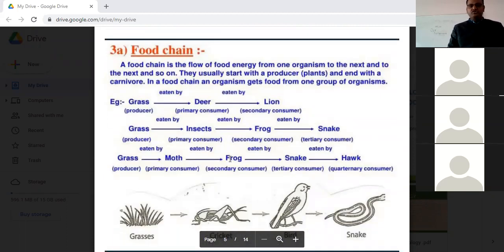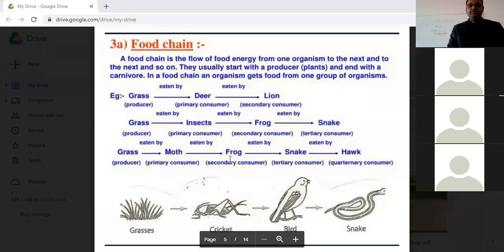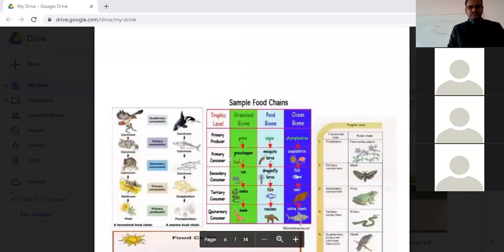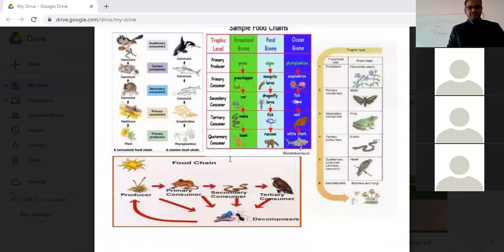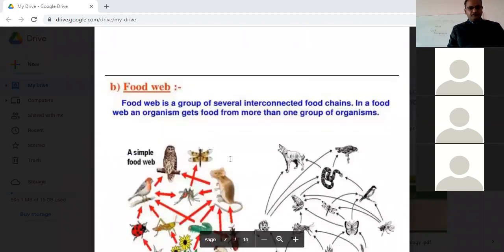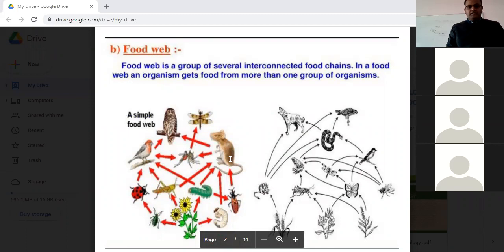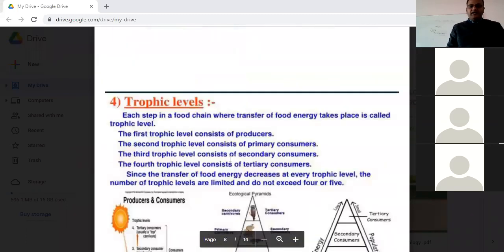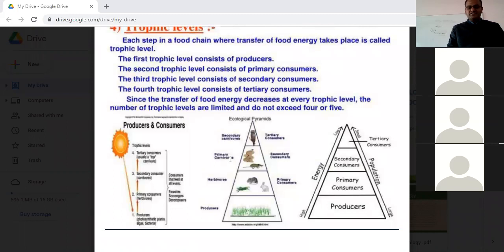It is a sequence in which one organism eats another, and during this, the energy flows, or we can say energy from one trophic level goes to the next. The interconnected food chains in nature are called the food web, correct? And the trophic levels are the successive steps of the food chain. The producers are at the bottom and the tertiary consumers are at the top.